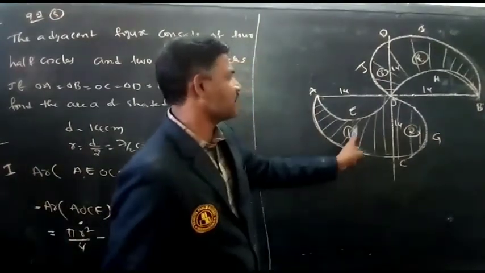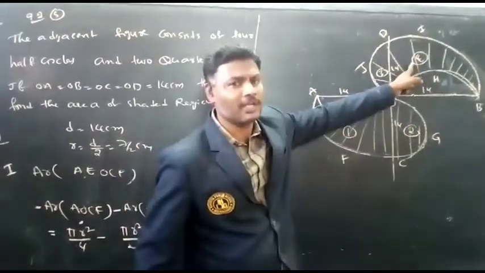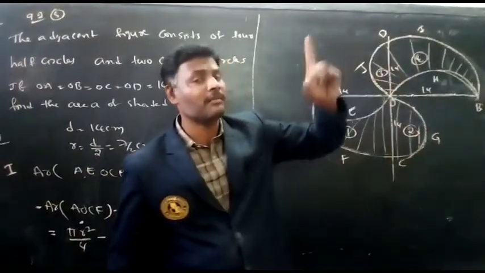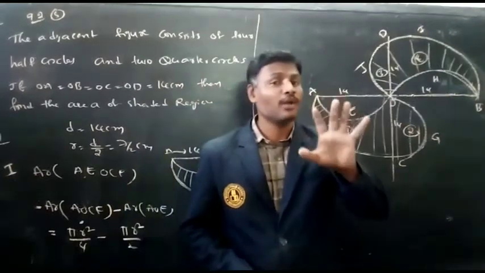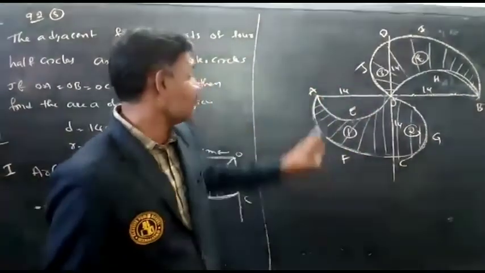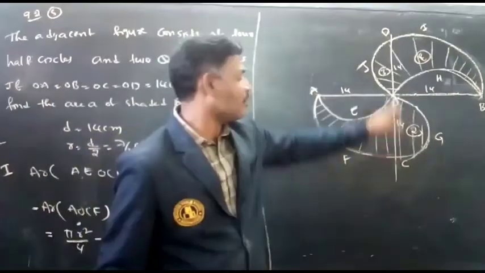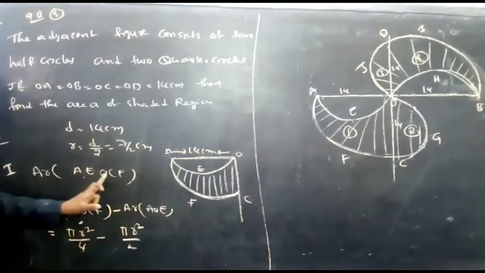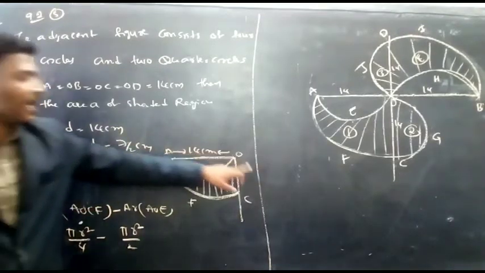The areas of the first part and fourth part are equal. Similarly, the areas of the second part and third part are equal. Now I am going to find the area of the first part. What is the name of the first part? AEOCF. So the diagram is like this.